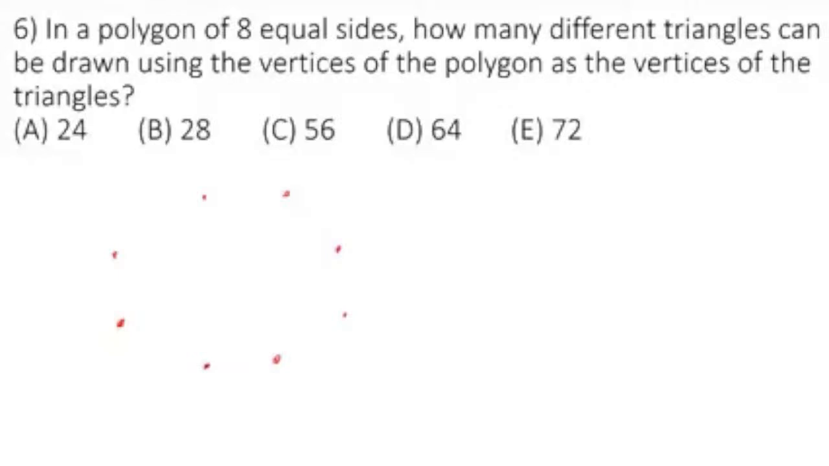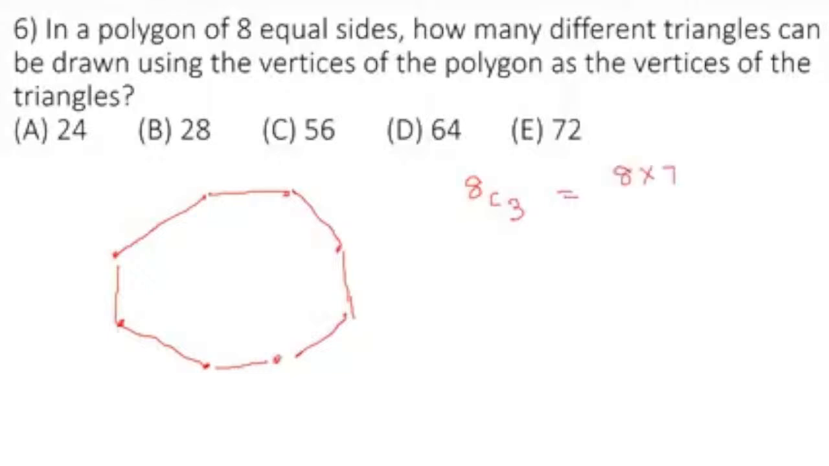So I have a polygon like this, formed by using the 8 points. We will be getting 8 sides here. The question is asking how many triangles can be formed in this. For forming a triangle we require 3 points, so the number of ways is 8C3, which will be 8 into 7 into 6 by 3 into 2 into 1, which is 56.